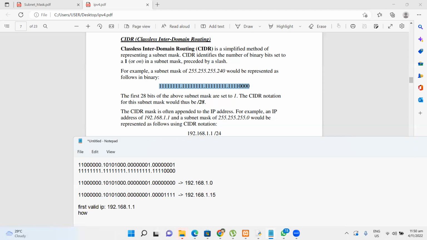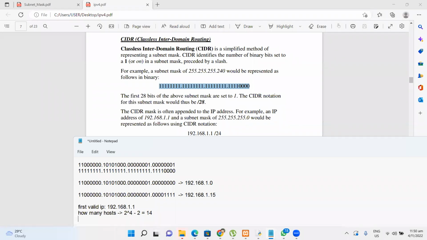And how many hosts? Basically, 1, 2, 3, 4 bits are allocated. 2 to the power 4 minus 2, that is, 2 to the power 4 is 16, minus 2 is 14. Then there will be 14 valid hosts in this network. Right? 14 valid hosts in this network.